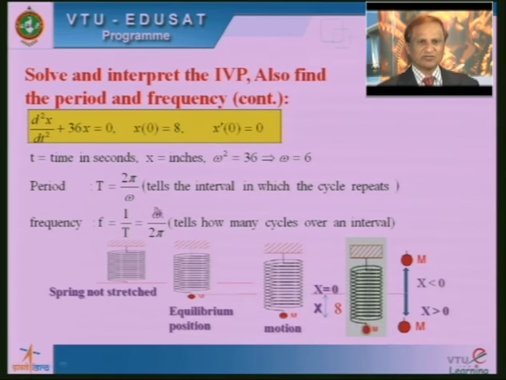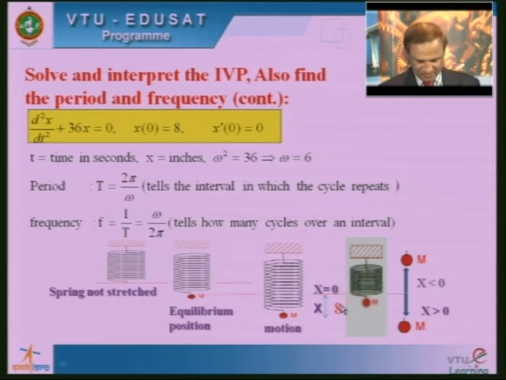So, what will we come to know from this formula? How many cycles over an interval. Is it clear? Now, as usual, from this diagram: spring not stretched, equilibrium position, motion starts. I hope we can observe the animation. Initially, they have given the displacement, say 8 units.